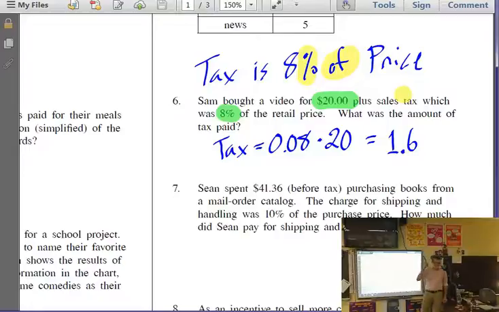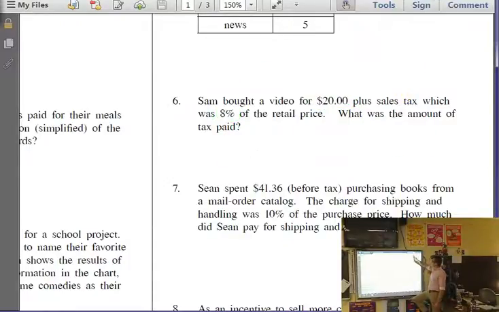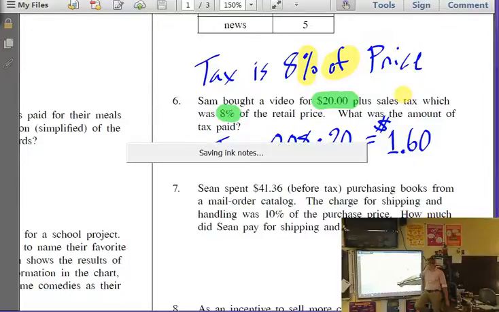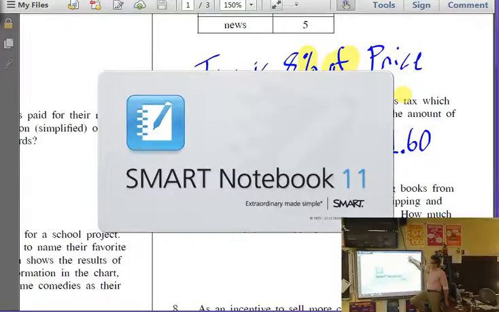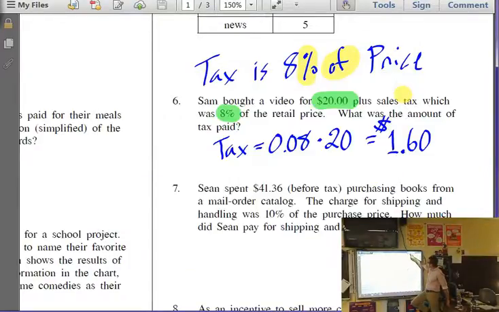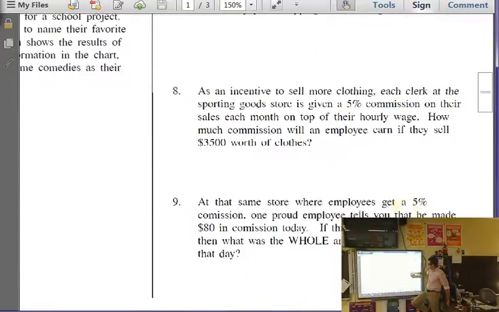But since this is money, I got to have that second decimal place. Even though it doesn't do anything in this situation, it's money, we got to have both decimal places there. Number 7 is exactly the same as number 6, just calculating 10% of the $41.36 that is the purchase price. I did not mean to do that. Clear that out of there.